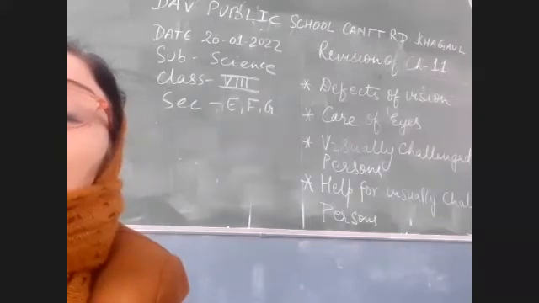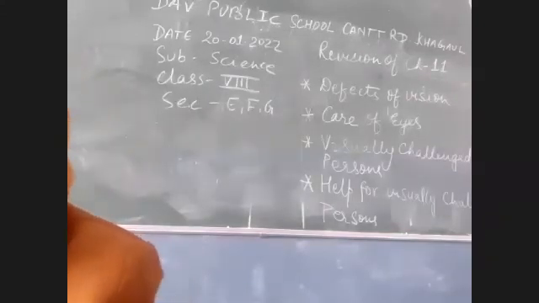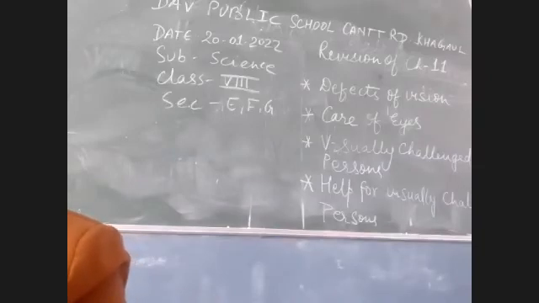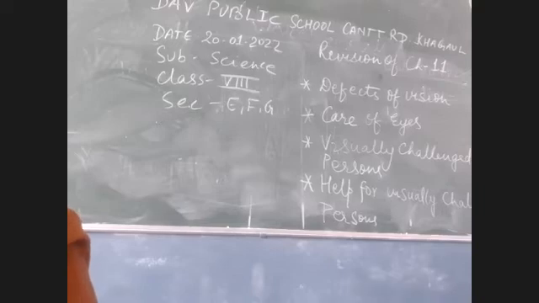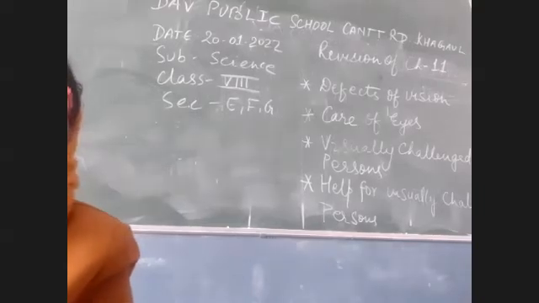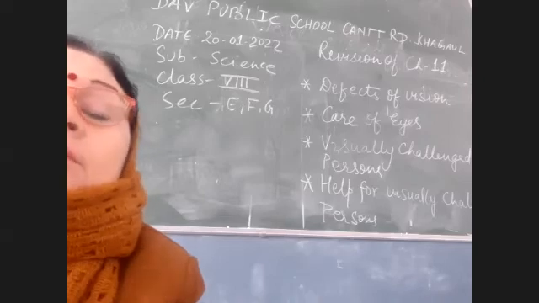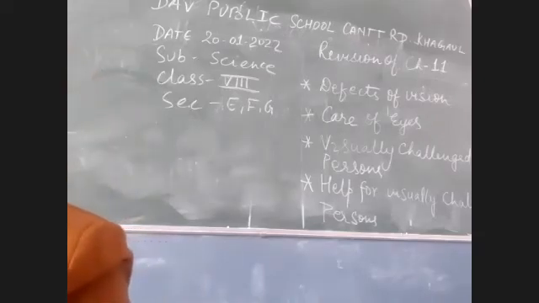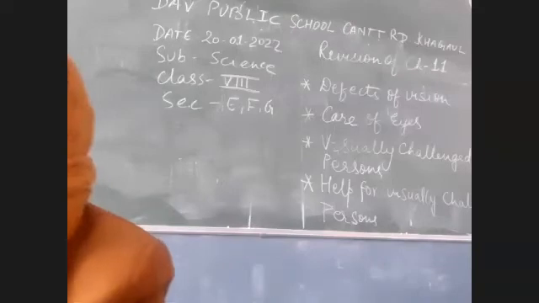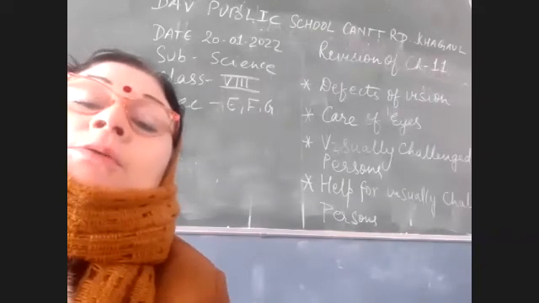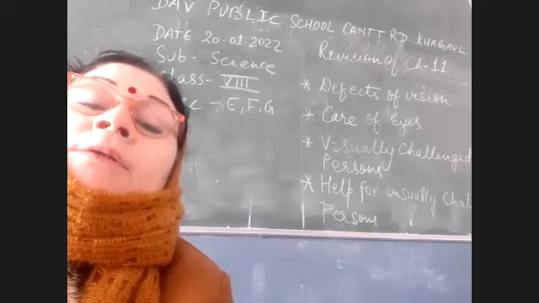The eyeball gets shortened. Or the image is found behind the retina. And these are two cases. The focal length of the eye lens becomes too large.